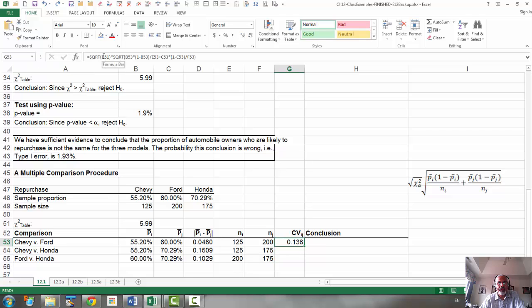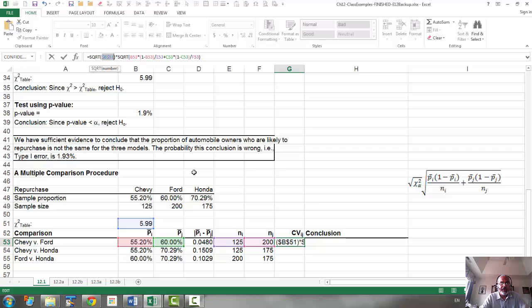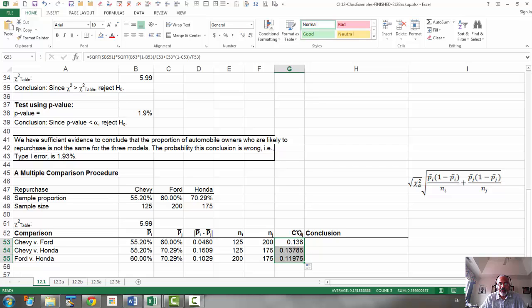Now there is one thing we need to do, which is to make sure that the chi-square table value B51 always comes from B51, so that should be absolute referenced. Okay, otherwise B51 will change to B52 and it will give you an error. So now copy that and you get the 3 critical values. And now we can compare the 3 critical values with the absolute value of the difference in the P's, and then we can have the conclusions.